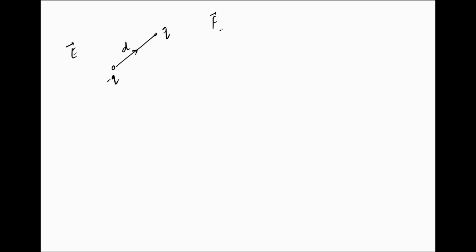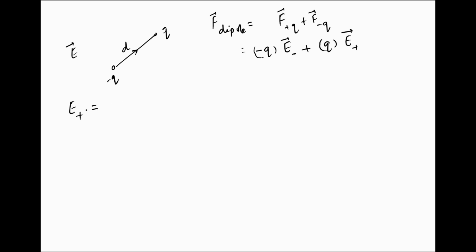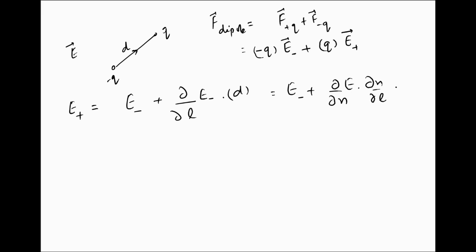So the force on the dipole can be written as the sum of the force on the plus q charge and the force on the minus q charge, or minus q charge into the electric field at minus q charge plus the plus q charge and electric field at plus q charge. Now using Taylor series expansion, I can write the field at plus q charge in terms of the field at minus q charge as E at plus is equal to E at minus plus ∂/∂L of E at minus into d, or I can further simplify it as ∂E/∂N into ∂N/∂L into d.